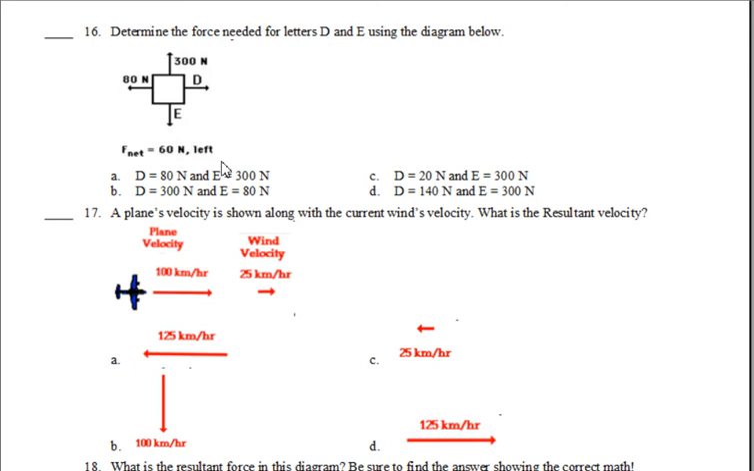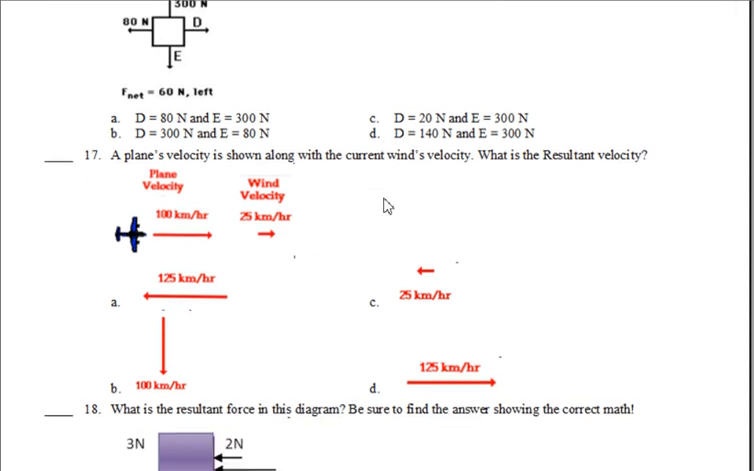Okay, so once you do the math, do you think it's A, D equals 80 newtons and E equals 300 newtons? B, D equals 300 newtons and E equals 80 newtons? C, D equals 20 newtons and E equals 300 newtons? Or D, with D equaling 140 newtons and E equaling 300 newtons?